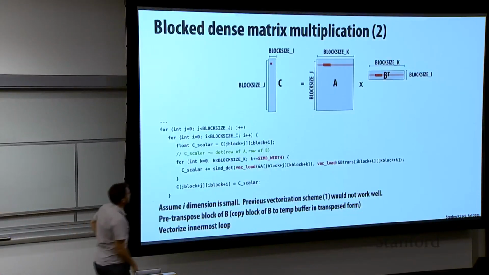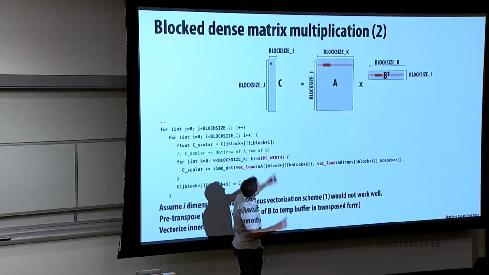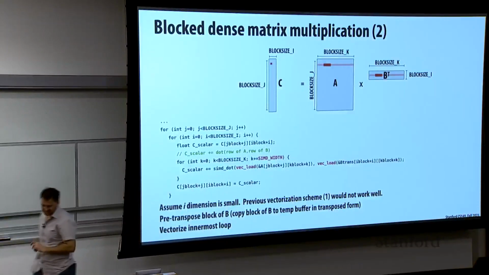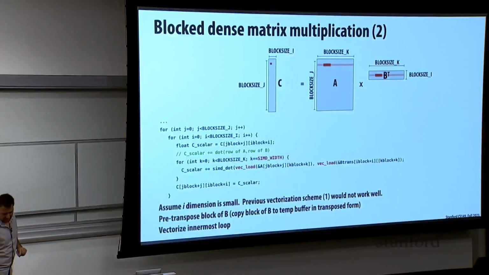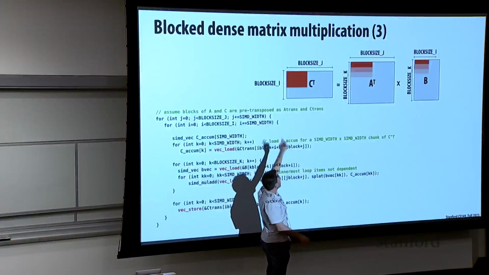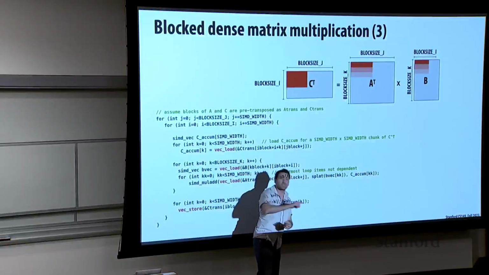And if I pre-transpose the block of B, now I'm actually just doing a straight SIMD dot product the whole time. Okay? Or there's other versions of it where I actually pre-transpose A and not B and produce transpose C and then retranspose the thing at the end.